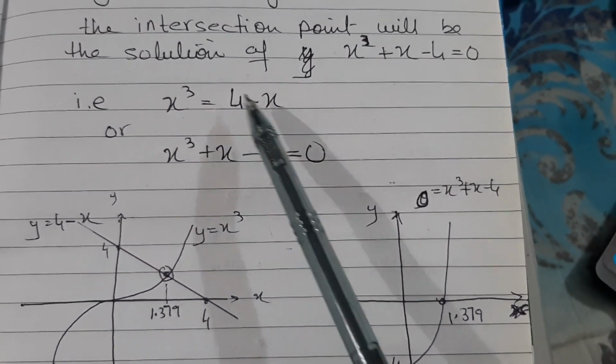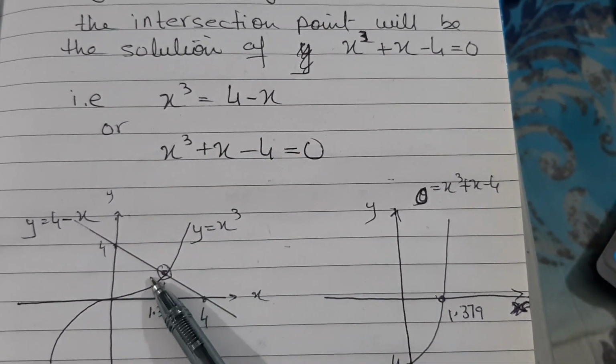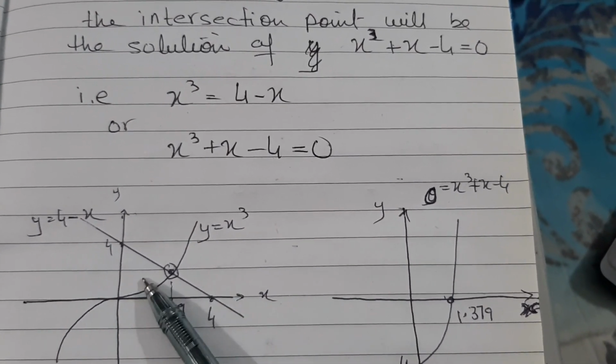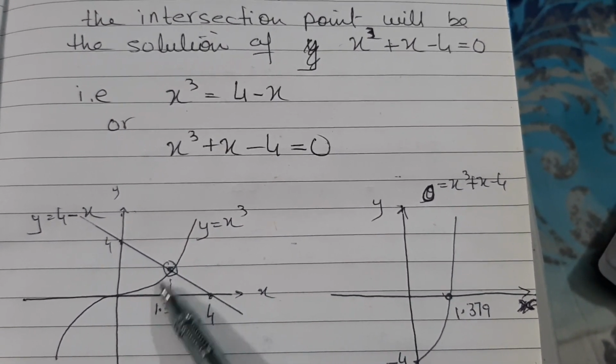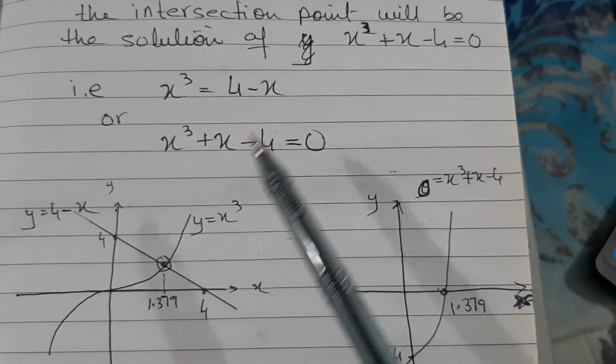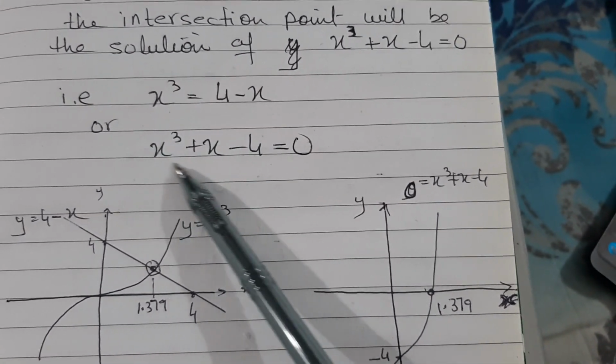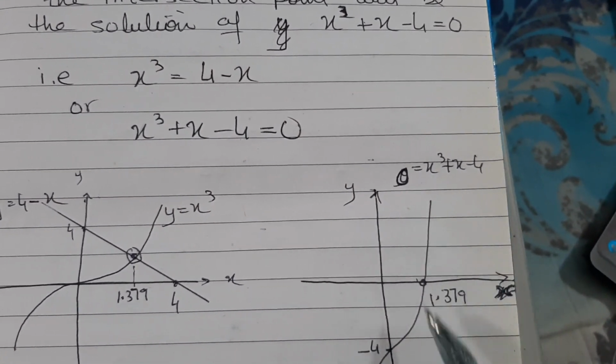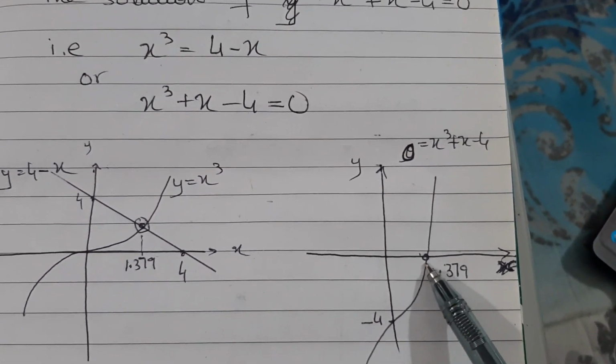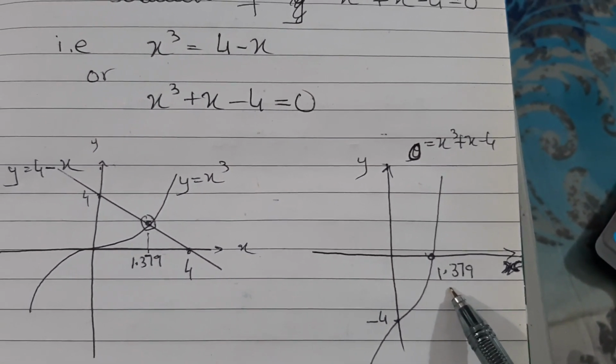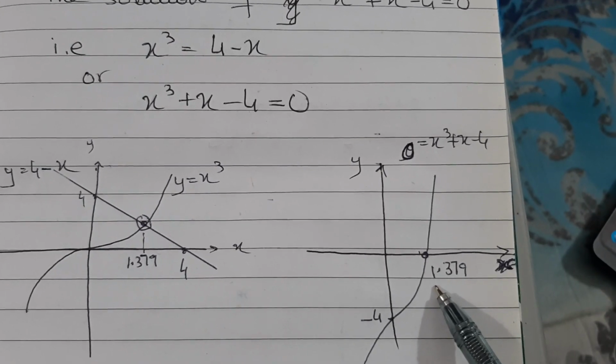So here I have put these two graphs separately on this sketch, and where they intersect, that is my solution. Now when I change it into a single equation and plot it, it passes through the x-axis at the same point, 1.379.